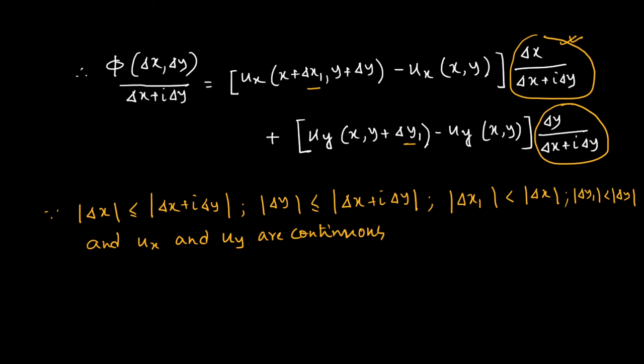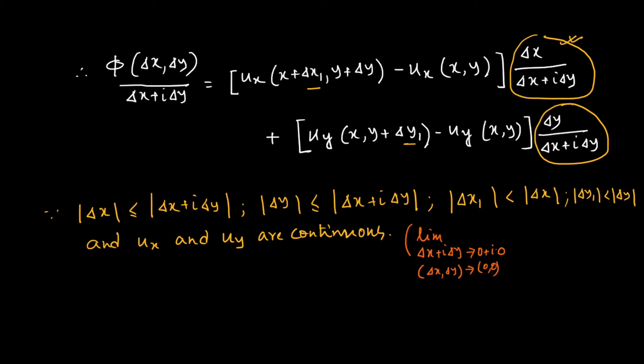Can you recollect the definition of a continuous function? The definition says that the limiting value will be equal to the functional value. That means, since ux and uy are continuous, can I write as an implication of that, limit delta x plus i delta y approaches 0? In other words, we can write delta x comma delta y approaches 0 comma 0, because this 0 means 0 plus i into 0. So 0 comma 0. Okay, fine.